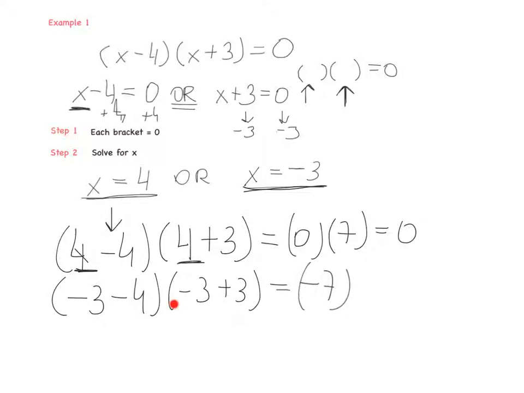And the next bracket, minus 3 plus 3, that gives you 0. Okay, so we have minus 7 multiplied by 0, and this is 0. When we are multiplying by 0, the answer is always 0. So correct.